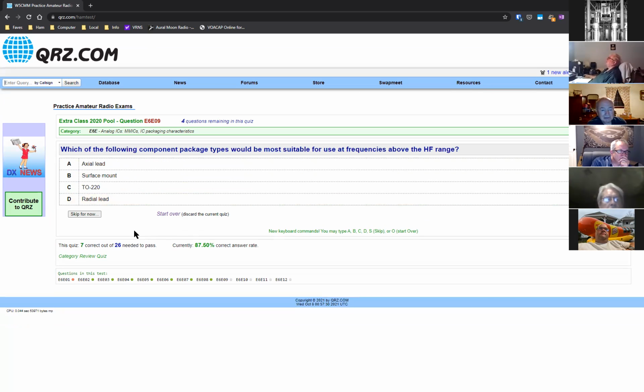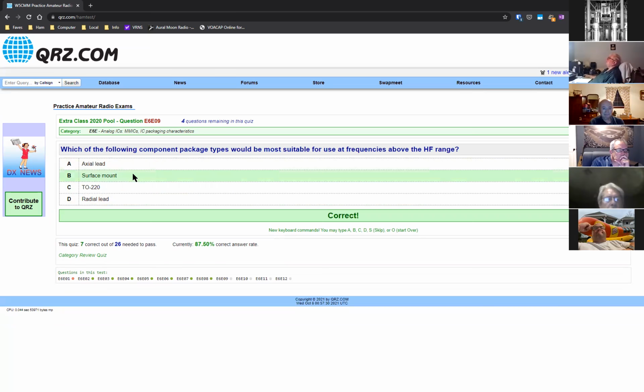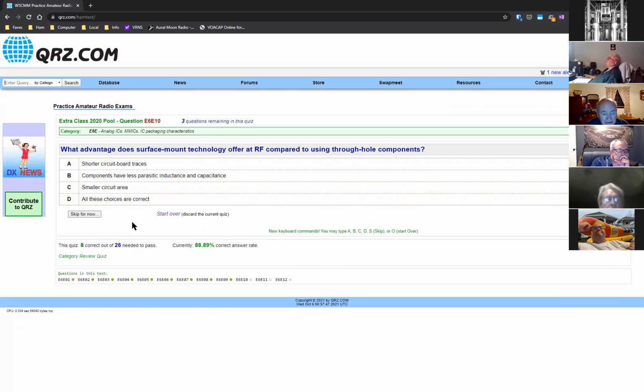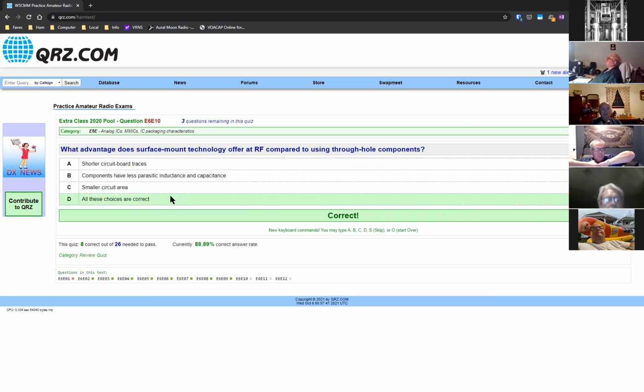Which of the following component package types would be most suitable for use at frequencies above the HF range? B, D. B like boy. Surface mount. What advantage does surface mount technology offer at RF compared to using through-hole components? All of the above. Yeah, all of the above.